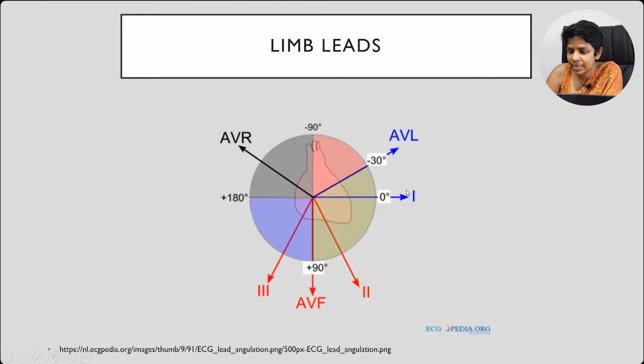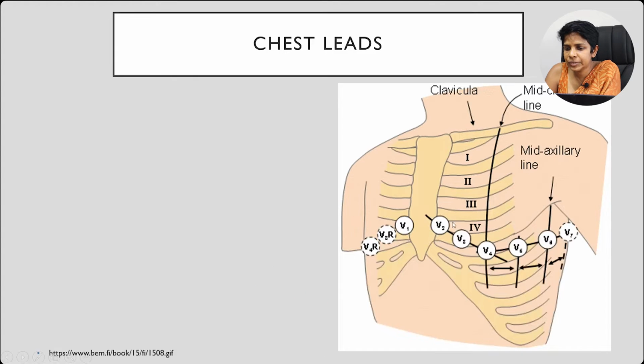This is just to recapitulate what I said earlier. Lead 1 looks from the left side, 2 and 3 from the inferior left and right side of the heart, AVL left upper, AVR right upper, and AVF inferiorly. These are important because later on we will have to localize our pathologies, and it all depends on these electrode placements. As I told you, we have standard 6 chest leads starting from V1 to V6, and they are attached to standard positions like this.